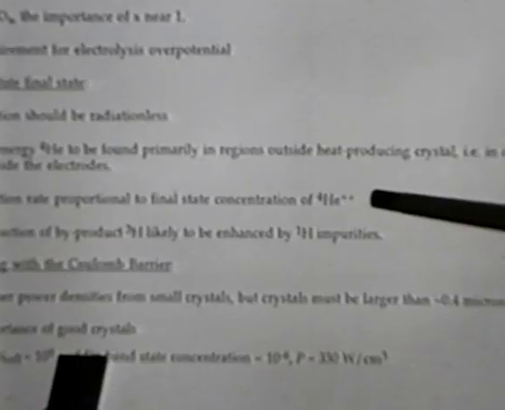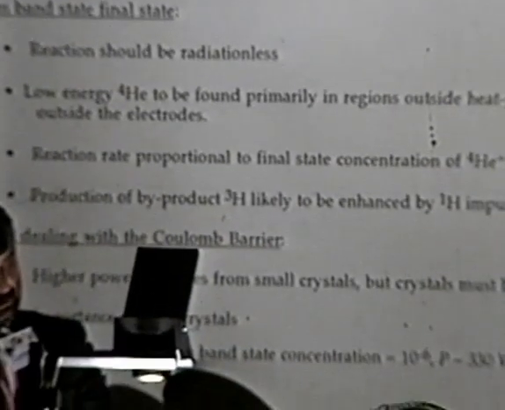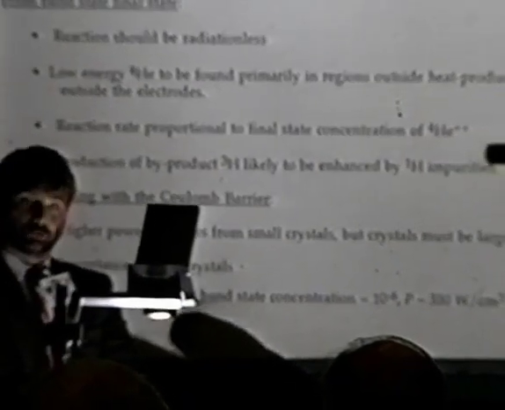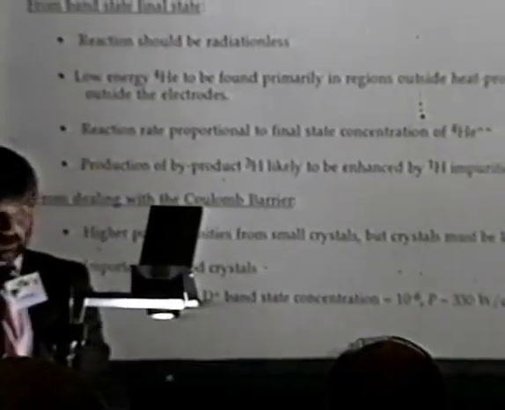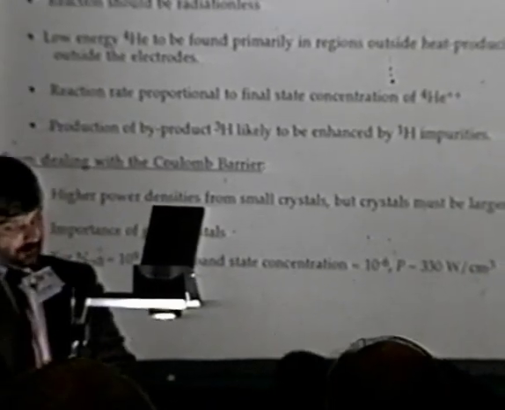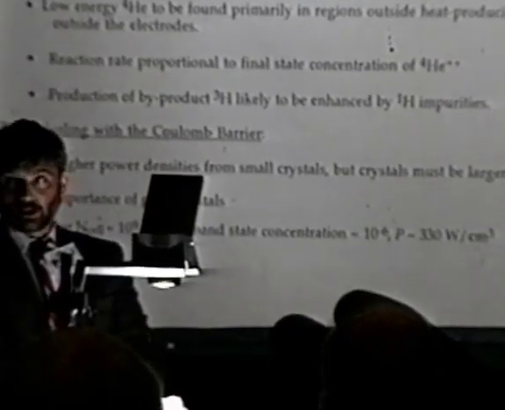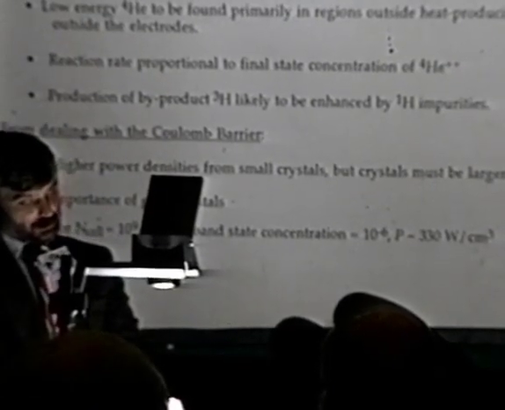The reaction rate should, this is an interesting one, be proportional to the final state concentration of helium-4 in the ion band state, which is a kind of self-perpetuating feedback thing. Interesting implications. And also that production of byproduct tritium is likely to be enhanced by hydrogen-1 impurities. The hydrogens as well as the tritiums can also occupy ion band states. Finally, there are higher power densities from small crystals, but crystals must be larger than roughly 0.4 microns.